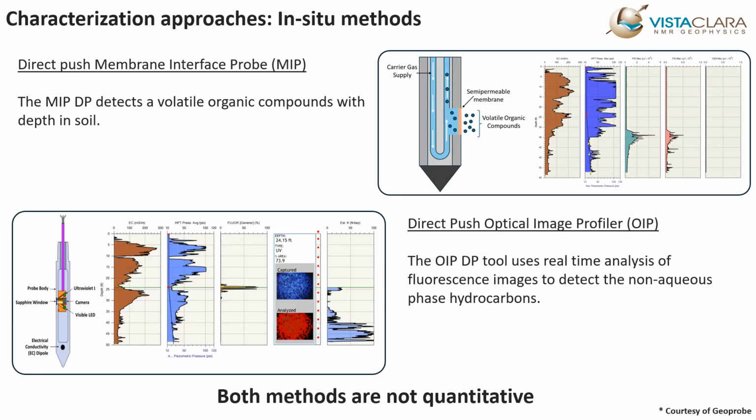Several in-situ methods exist today to characterize hydrocarbons, and among them is the Direct Push Membrane Interface Probe, or MIP, which can detect VOCs that penetrate into the probe through a semi-permeable membrane, and also the Direct Push Optical Image Profiler, or OIP, tool that uses real-time analysis of fluorescence images to detect non-aqueous phase hydrocarbons. These methods are great, however, they're not very quantitative.